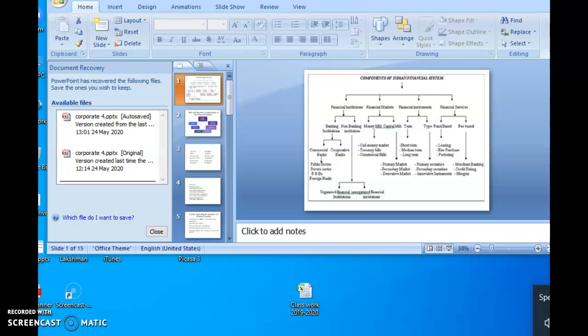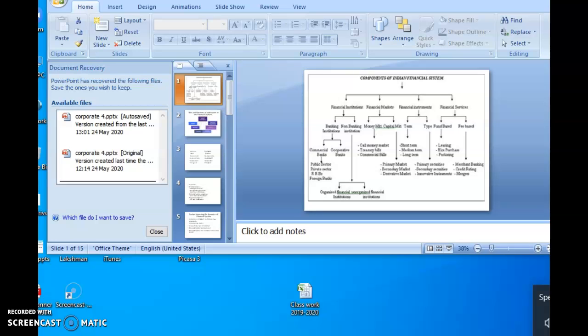Good morning. Here I am going to discuss different components of the Indian financial system. First of all, we have to know what a financial system is. A financial system is a system where all the financial products are available. That means the economic development of every country depends on a systematic financial system. So the financial system should be very systematic.